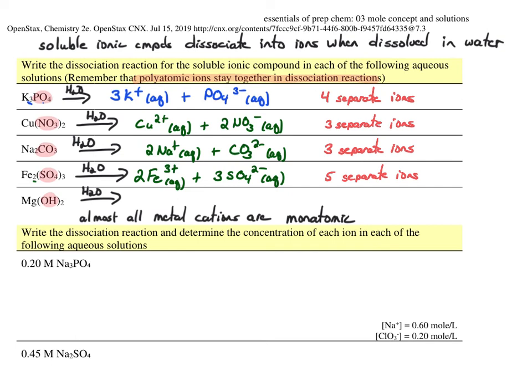Magnesium hydroxide, it's not super soluble, but when it dissolves, it's going to give an Mg2+ ion and 2 hydroxide ions. And therefore, for this compound, we have 3 separate ions that are released in solution for each unit of this compound.